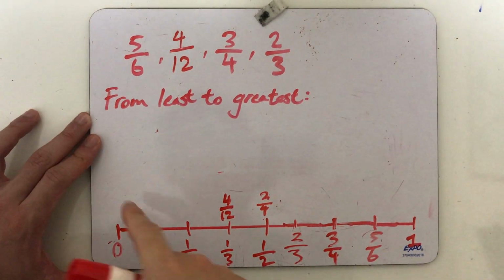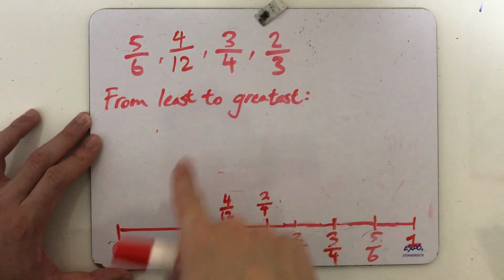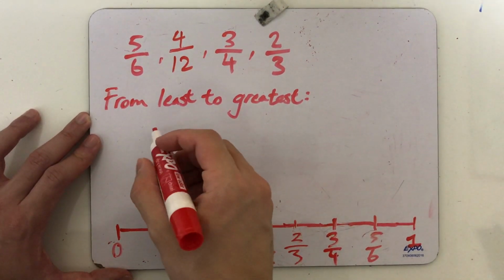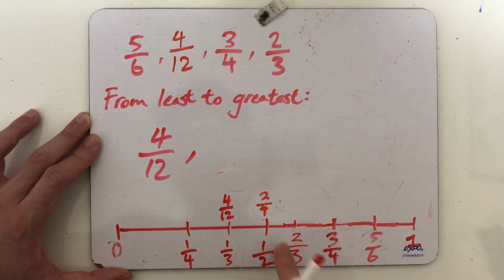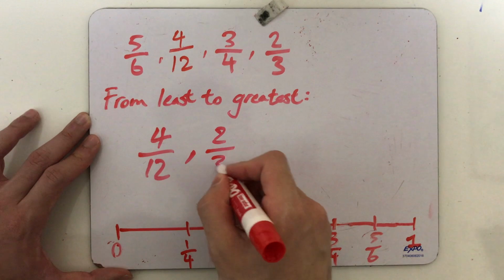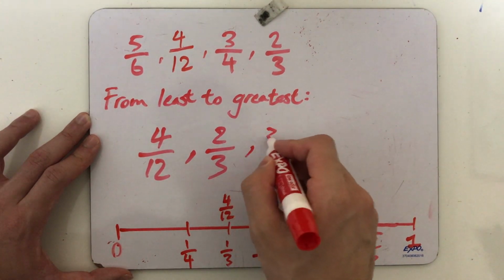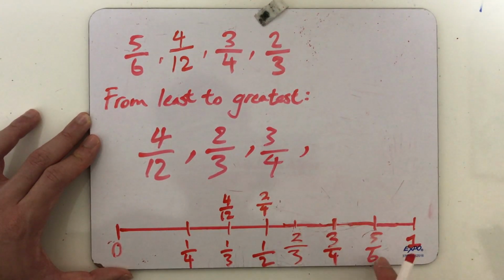So now the final answer for this question, ordering these fractions from least to greatest, actually goes with 4/12 first as the least, then 2/3, then 3/4, and then finally 5/6.